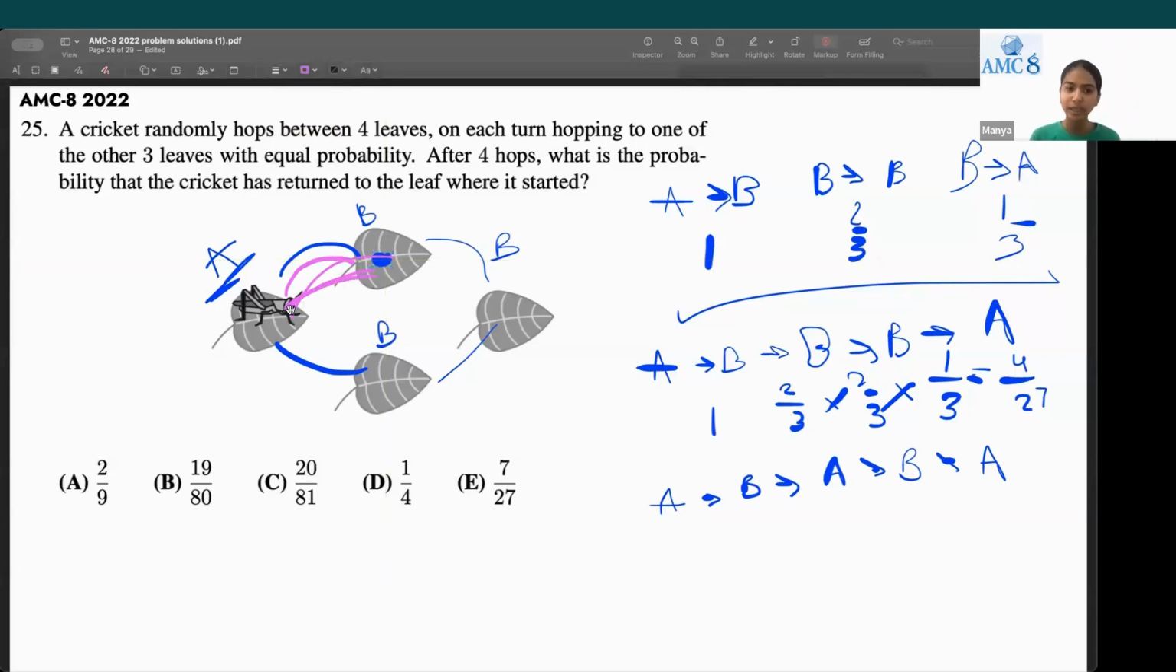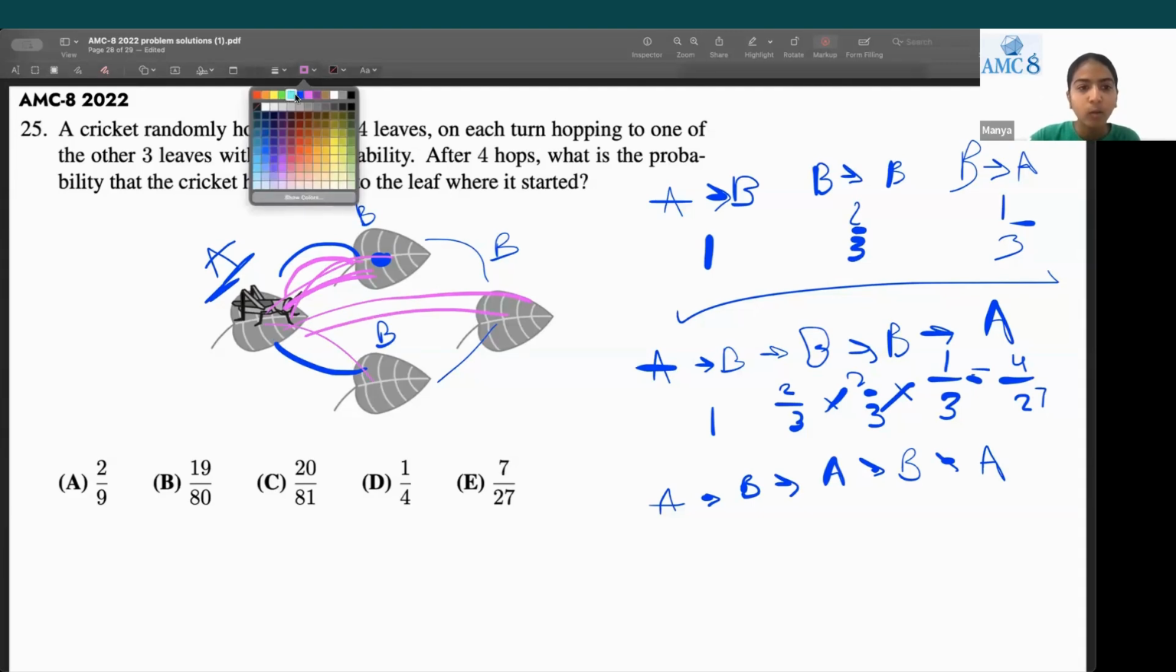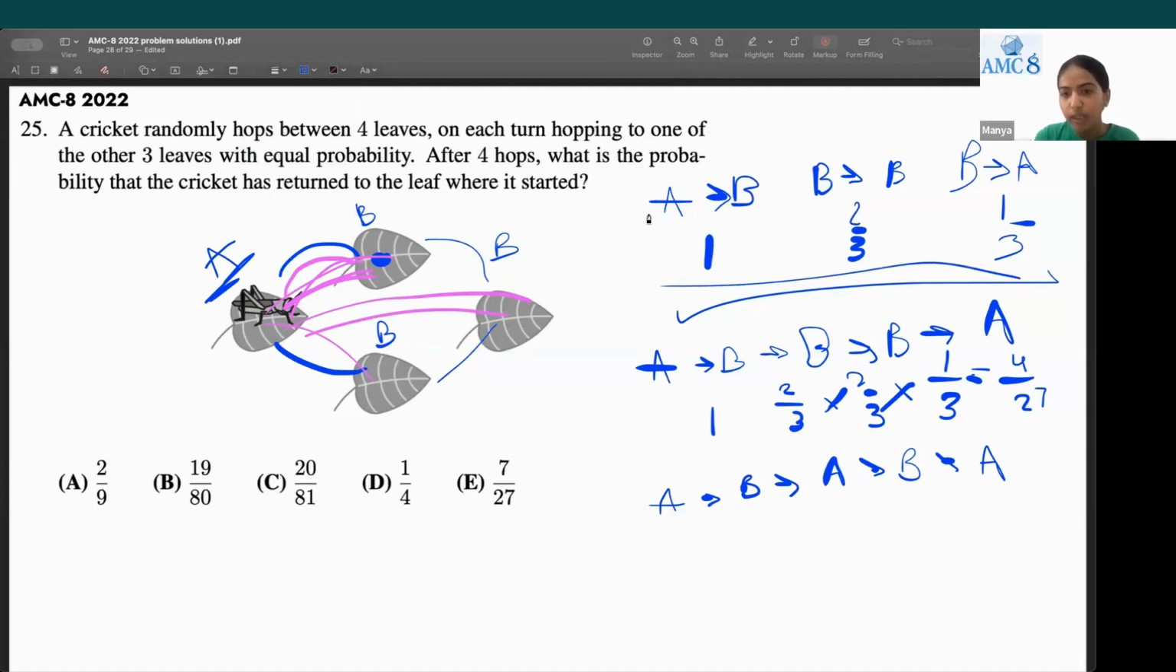And once again, all of the B's are the same, and all of the A's are also the same. So they can only be one starting leaf. So A to B, B to A, and then A to B, and then B to A again. So all of the B's are the same, and all of the A's are the same as well. And now we found out all of the probabilities here. We could just substitute all of this in here. This is basically like a formula or a starting point here.